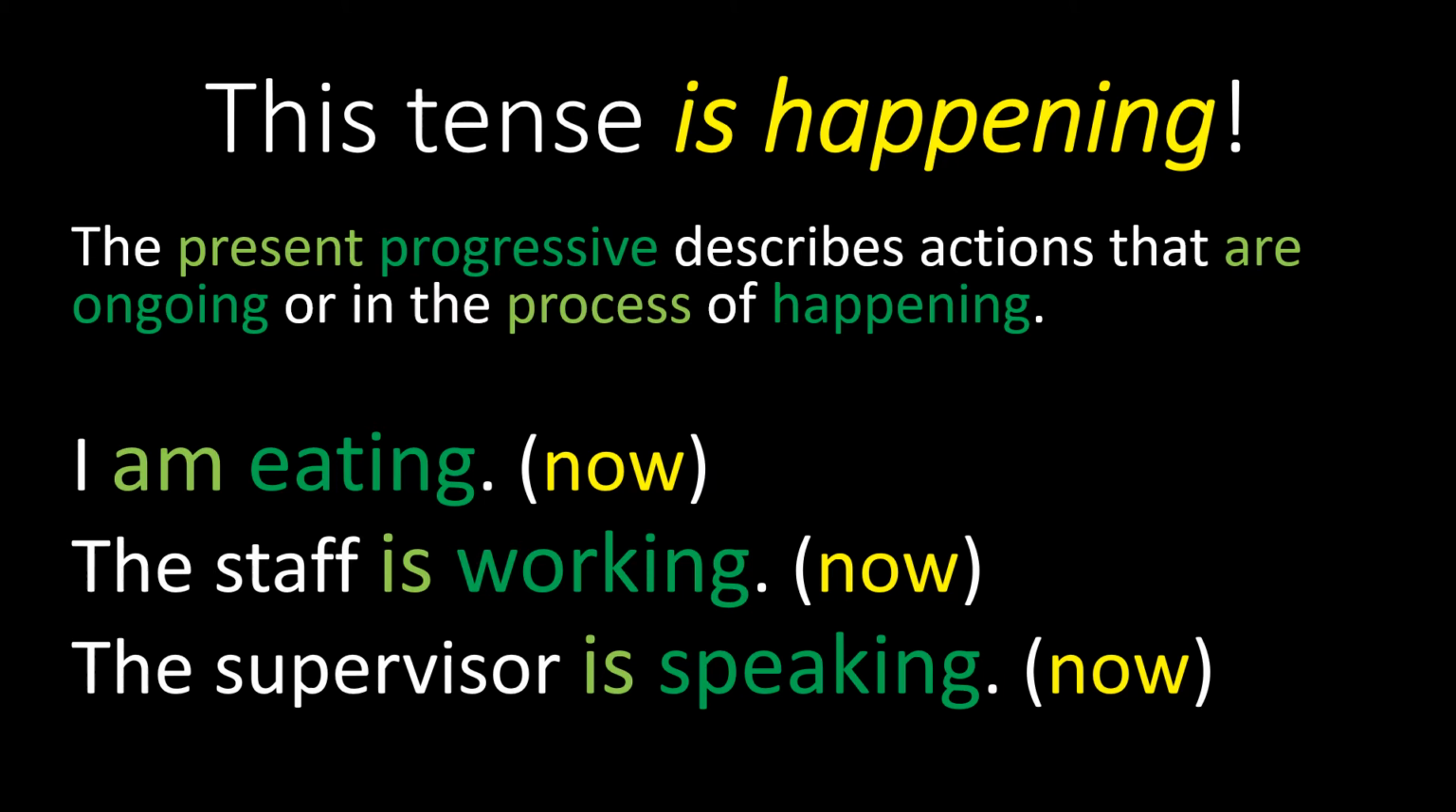In English, you have I am eating. Notice that am eating talks about something that is happening now. The staff is working. This staff is currently working. They're in the midst of working. The supervisor is speaking, talking about what the supervisor is doing right now.